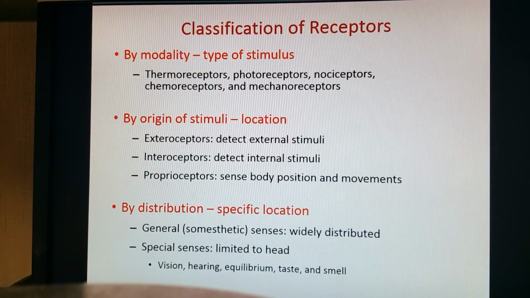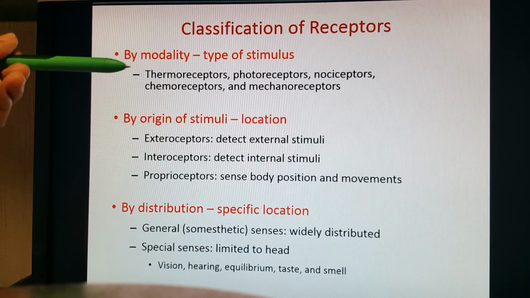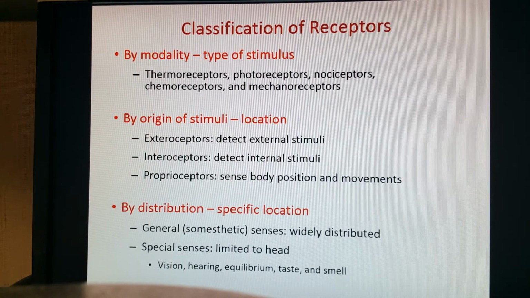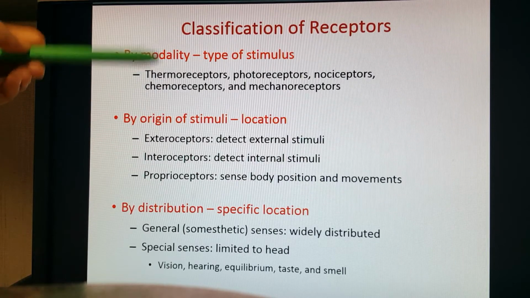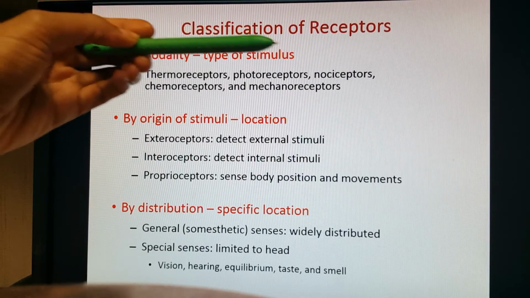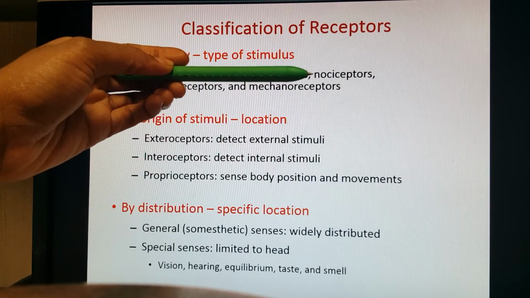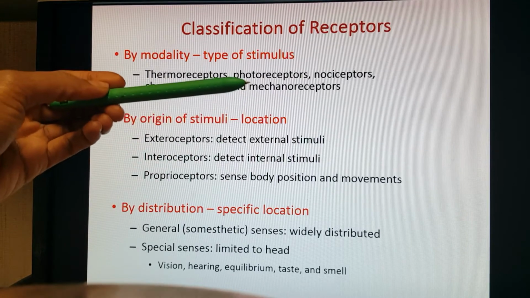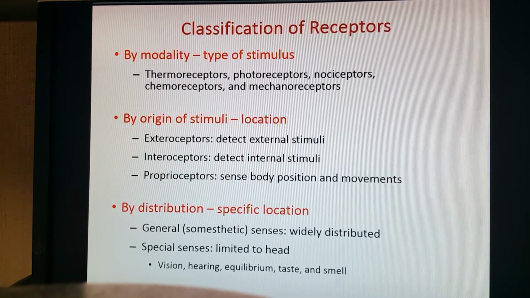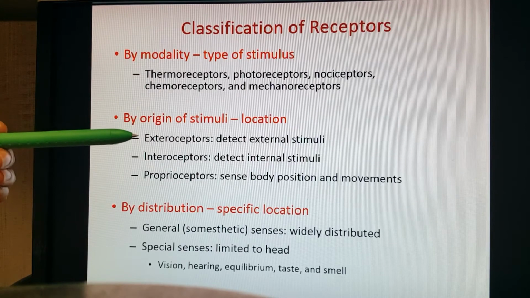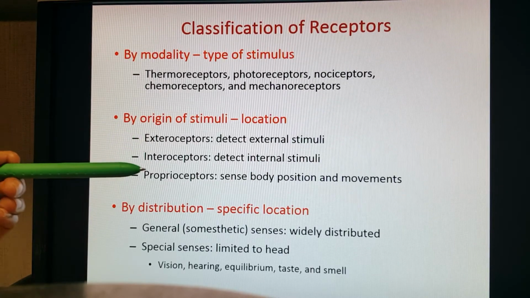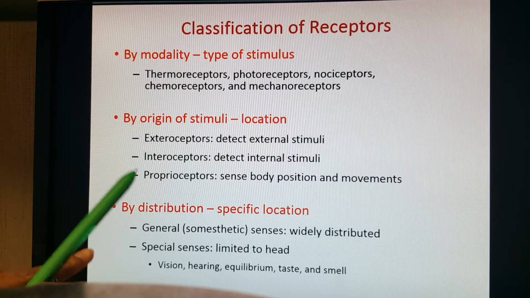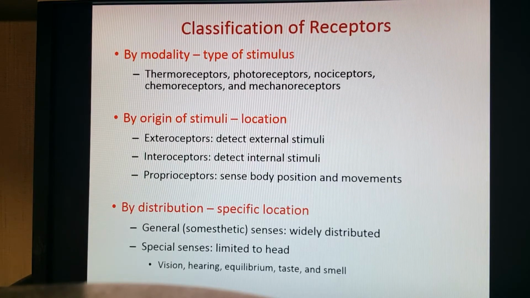The receptors also have their classifications. We have by modality, the type of stimulus: thermoreceptors detect heat, photoreceptors detect light, nociceptors detect pain, chemoreceptors detect chemical signals, and mechanoreceptors detect movement. Also based on where the stimulus is coming from: exteroreceptors for outside or external stimuli, interoreceptors for internal stimuli, and proprioceptors for body position and movement.